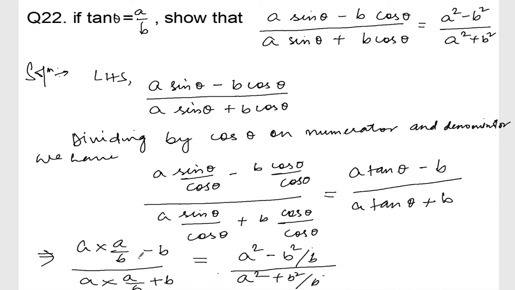Why? Because b into b is b square and downside it is b. So b I can cancel, so it will be a square minus b square divided by a square plus b square, and this is your answer.